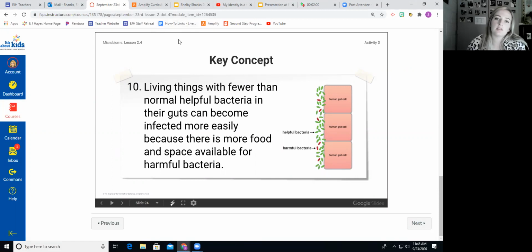Right, so this key concept is going to go into your interactive notebook. It says living things with fewer than normal helpful bacteria in their guts can become infected more easily because there is more food and space available for harmful bacteria. This came straight from the article, guys. Straight from the article. And so get this copied down in your interactive notebook, and then let me know when you have that done.